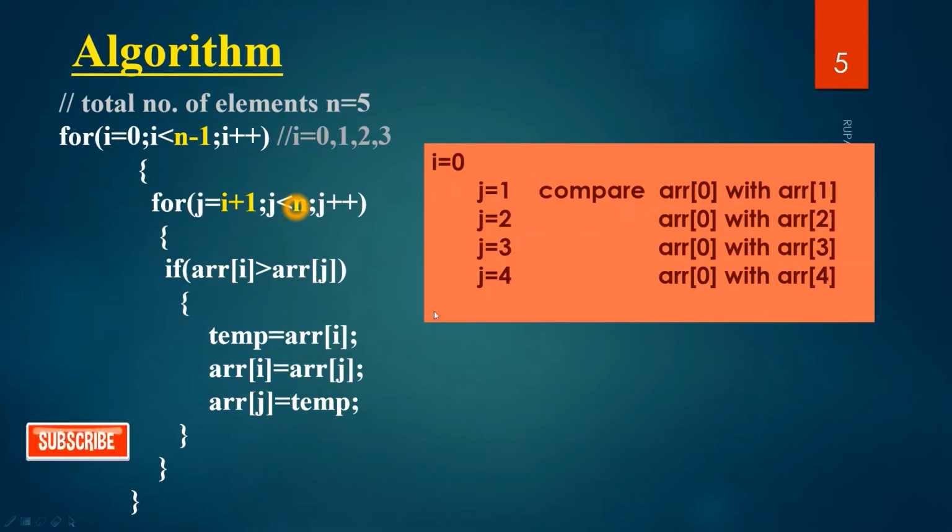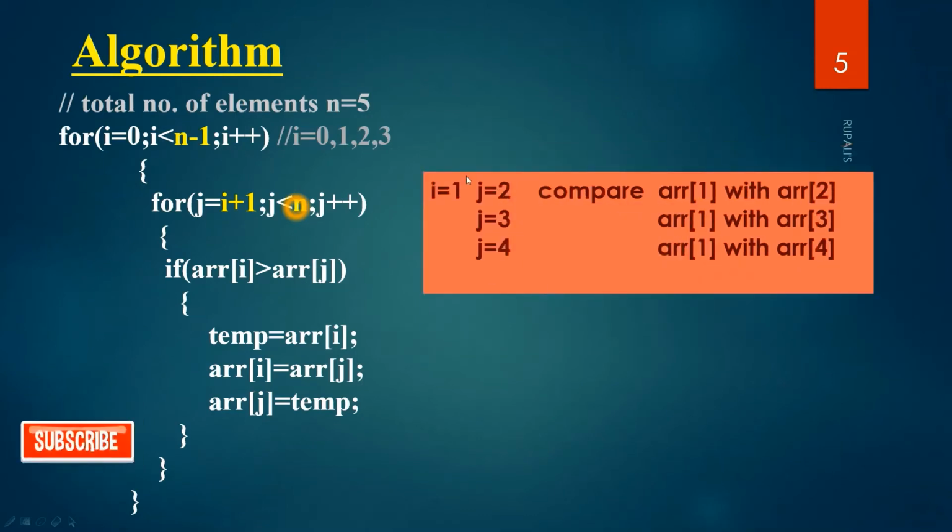Now, after the first iteration, it is the second iteration. In the second iteration, the value of i becomes 1. Now, j starts from i plus 1, so it starts from 2. Maximum value of j will be what? j is less than n, that is less than 5, so the maximum value is 4. So compare arr[1] with arr[2] first, then arr[1] with arr[3] and arr[1] with arr[4], and if swapping is required, then swap.